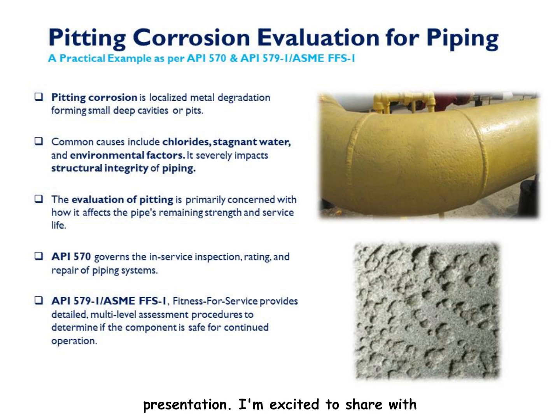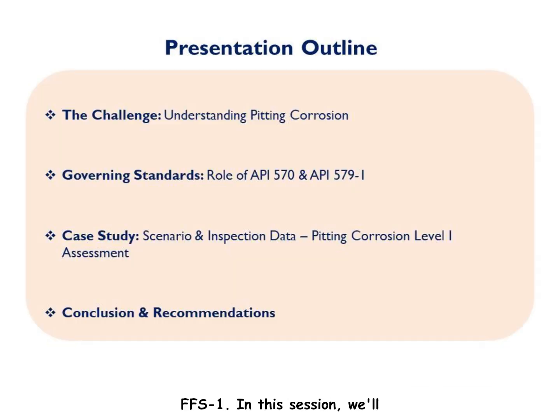I'm excited to share with you our topic, Pitting Corrosion Evaluation for Piping, a practical example as per API 570 and API 579-1/ASME FFS-1. In this session, we'll explore what pitting corrosion is, its causes, and why it's critical to assess its impact on piping integrity. We'll also look at the key standards that guide us in inspection and fitness for service evaluations.